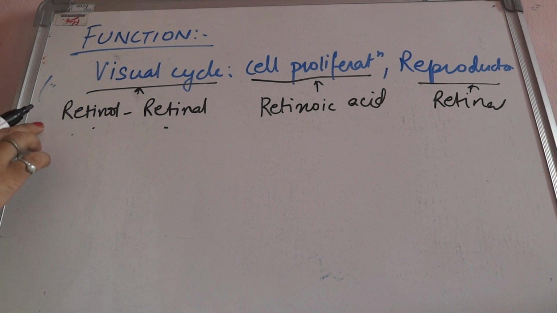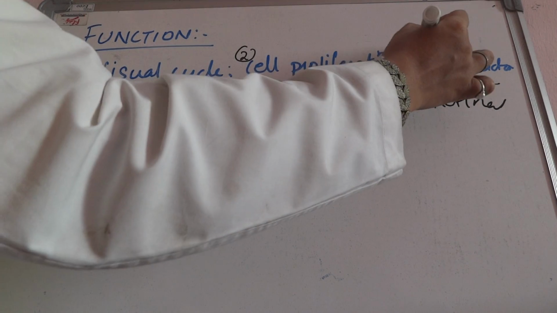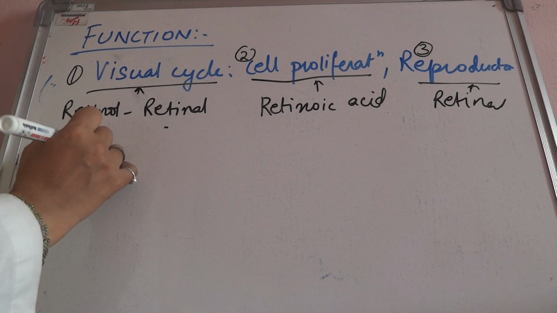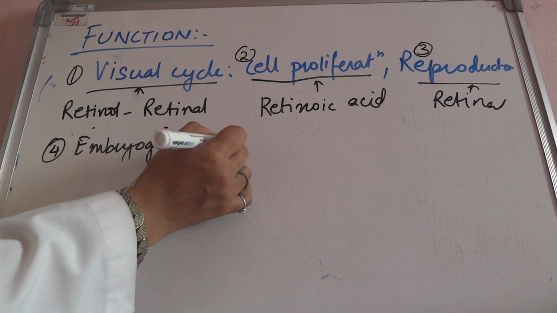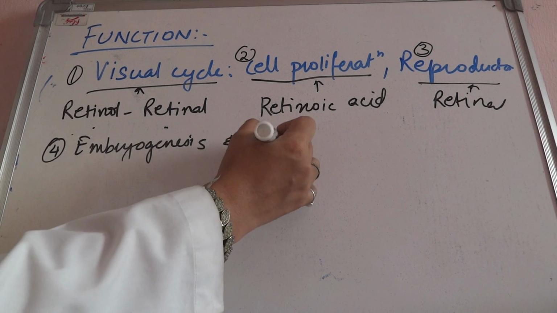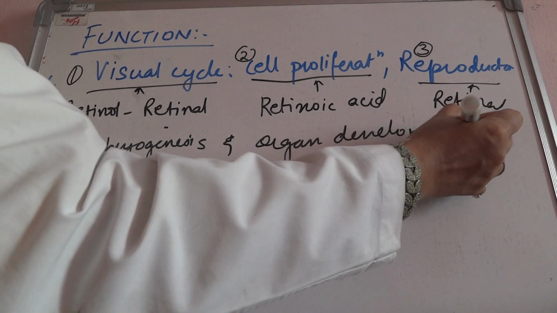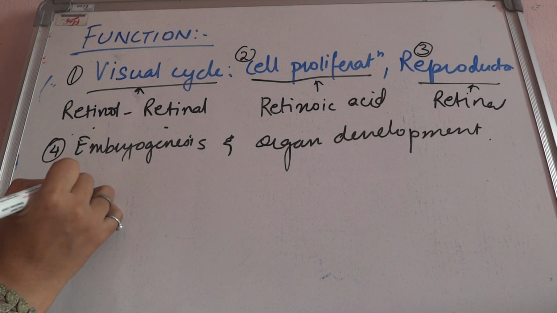So these are the most important functions of vitamin A: visual cycle, cell proliferation, differentiation, reproduction. Fourth is embryogenesis and organ development. So we have seen the functions: visual cycle, cell proliferation, reproduction, embryogenesis and organ development. Now keeping this in mind, we'll see the deficiency.